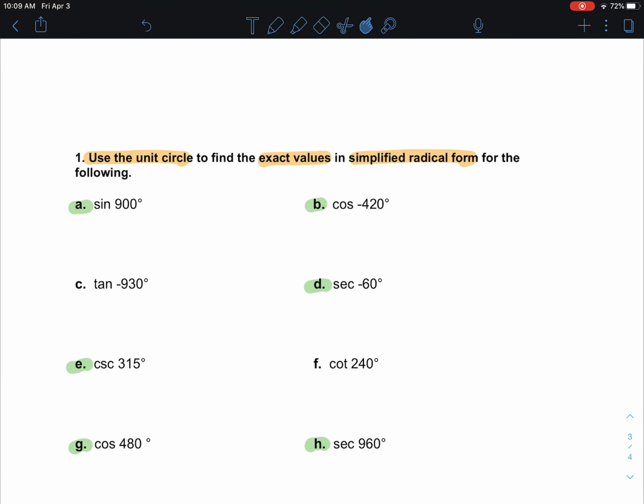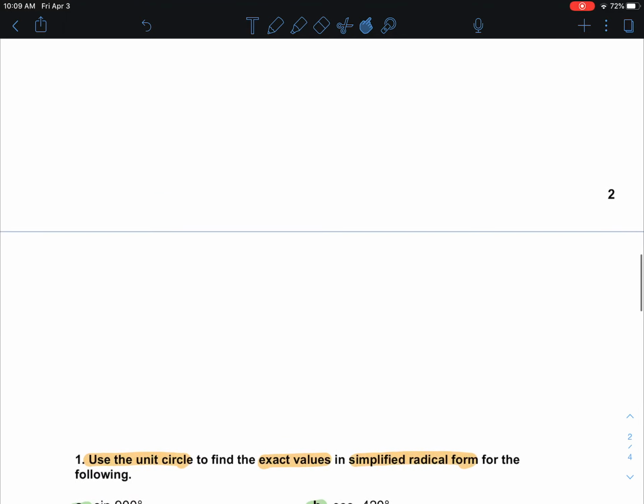It asks you for sine of 900 degrees. What you need to do initially is figure out where 900 degrees would fall on your unit circle. So you subtract 360, and you keep subtracting 360 until it lands at a number somewhere between 0 and 360, so you know where you're supposed to look. So this is asking for sine of 180 degrees.